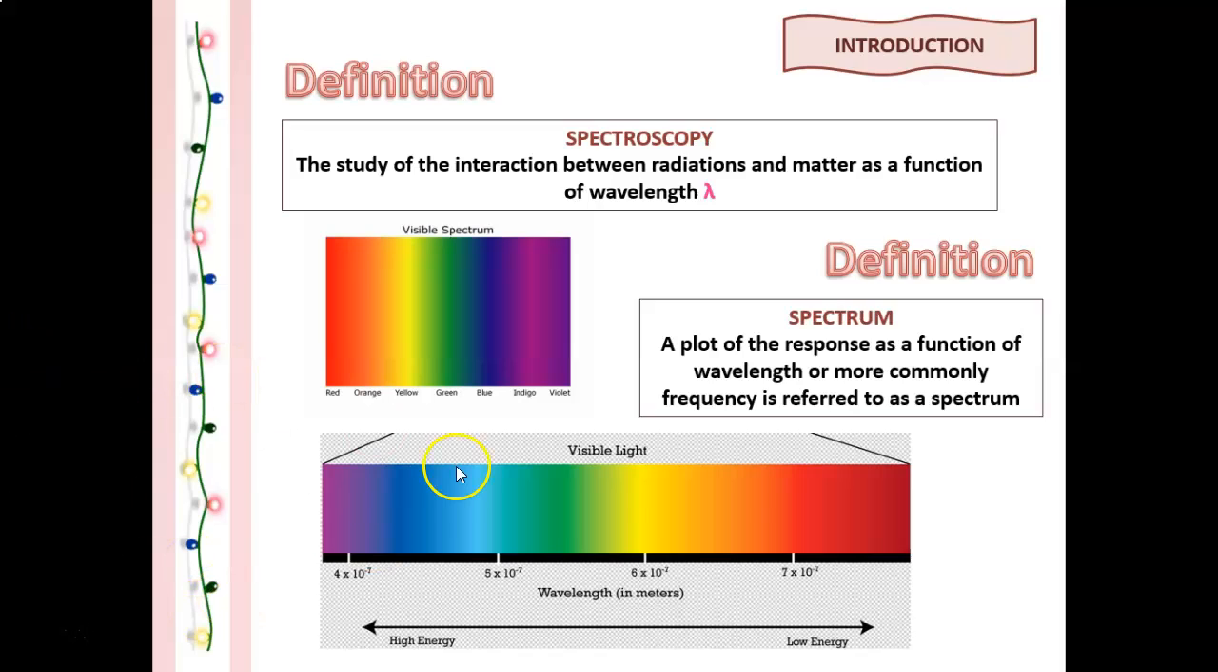spectrum. As we can see, we have 1, 2, 3, 4, 5, 6, 7 colors of the visible spectrum, and each color has its own wavelength, which is indicated from 4 times 10 to the power of -7 to 7 times 10 to the power of -7. The one at the left is high energy, and the one at the far right contains low energy in wavelength.